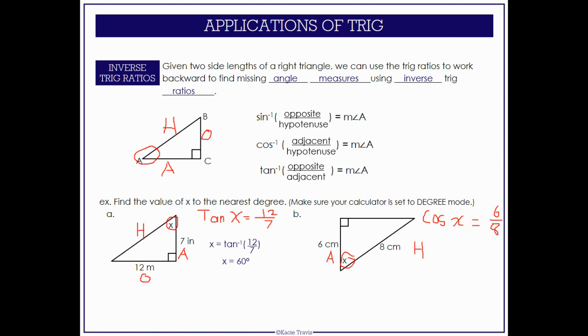And you don't have to worry about rounding this. You could simplify this fraction, or you can keep this as is if you're worried about that. So let's plug it in. We got x is equal to the inverse cosine of 6 over 8. So let's whip that up.